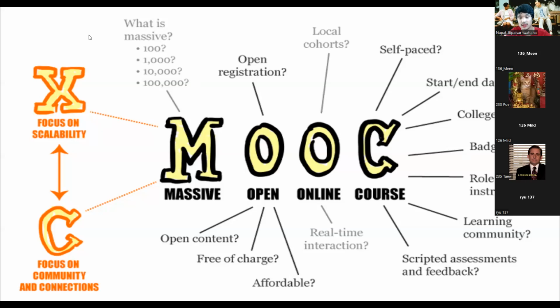Next one is course. There are two types of MOOCs. The first is self-paced, which means you can start anytime and finish anytime, so you study at your own speed. The second type has fixed start and end dates, so you have to start on this day and finish on this day.